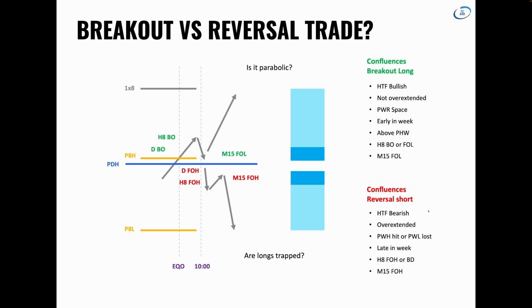Then for the short, the reversal short, you want it to be heavy. So it needs to be higher time frame bearish, so monthly fake out high, for example, or weekly breakdown. Or in a low hanging fruit situation, maybe overextended, could be on the lower time frame. So 3 days of longs, overextended short, or also 3 weeks of longs, overextended short. So really you need to see pressure downwards or an overextended situation. Then you want previous week high freshly hit and faked out, maybe together with a previous day high, or you want to have previous week low lost.